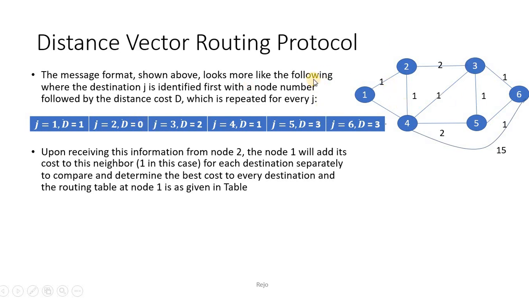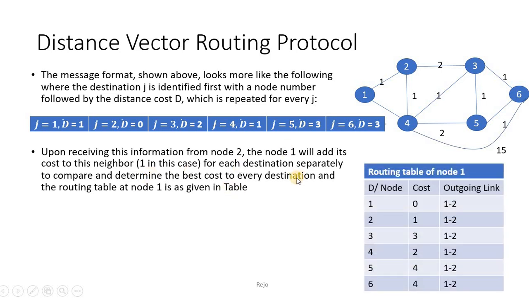Again, the same previous message is displayed here. Upon receiving this information from node 2, node 1 will add its cost to all the rest of the neighbors, and it will build a routing table. This routing table consists of destination node, cost and outgoing link. Only one message has been received. Based on this message, routing table 1 is being constructed here. So this is the routing table for node 1.